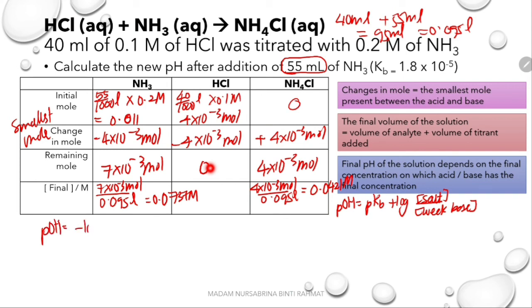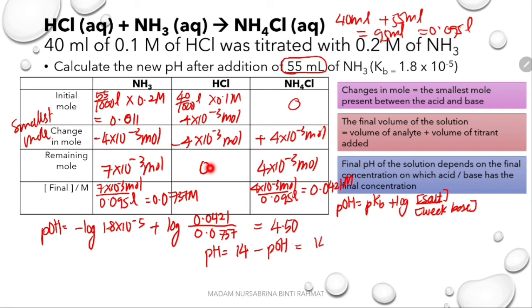So pOH equals negative log Kb plus log concentration of our salt, which is our ammonium chloride, over concentration of our weak base, which is 0.0737 molar. So your pOH will be 4.50. The pH is 14 minus pOH, so 14 minus 4.50, which equals 9.50. So the new pH after additions of 55 milliliters of my ammonia is 9.50.